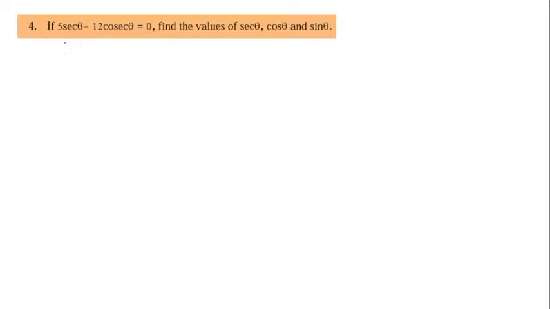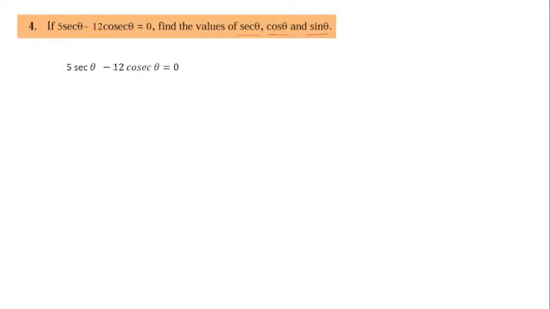In those examples, the value of only one trigonometric ratio is given. Now here there are two trigonometric ratios, and it is given in the form of an algebraic expression. So first of all, we should convert these, if we can, into the form of only one trigonometric ratio. Then only we can find the values of sec theta, cos theta, and sin theta. So let's start with this given expression: 5 into sec theta minus 12 into cosec theta is equal to 0.